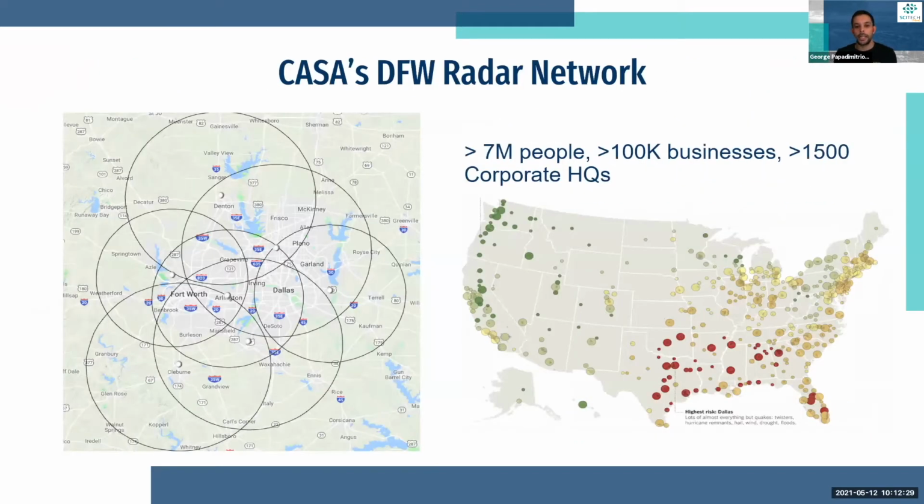So CASA has selected to create their radar network in the Dallas-Fort Worth area. And that is because, as you can see on the map on the right, this area presents some severe weather effects.